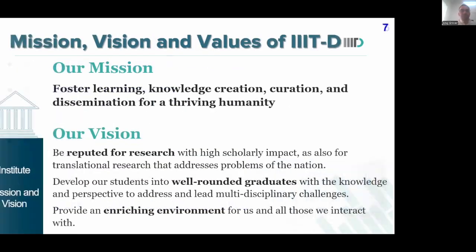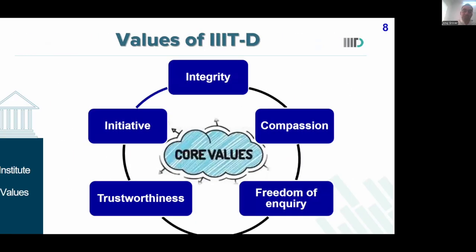Our mission is to foster learning, knowledge creation, curation, and dissemination for a thriving humanity. And our vision is to be reputed for research with high scholarly impact, as also for translational research that addresses problems of the nation. We want to develop our students into well-rounded graduates with the knowledge and perspective to address and lead multidisciplinary challenges, provide an enriching environment for us and all those we interact with. Our core values revolve around integrity, compassion, freedom of inquiry, trustworthiness, and initiative.